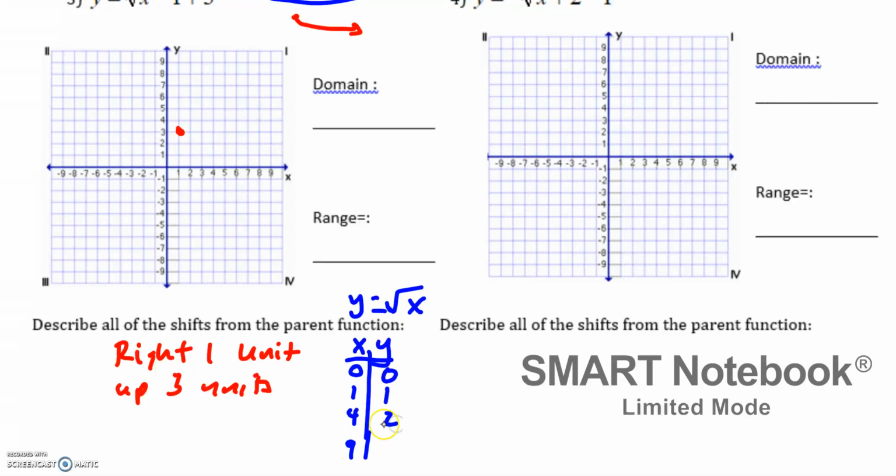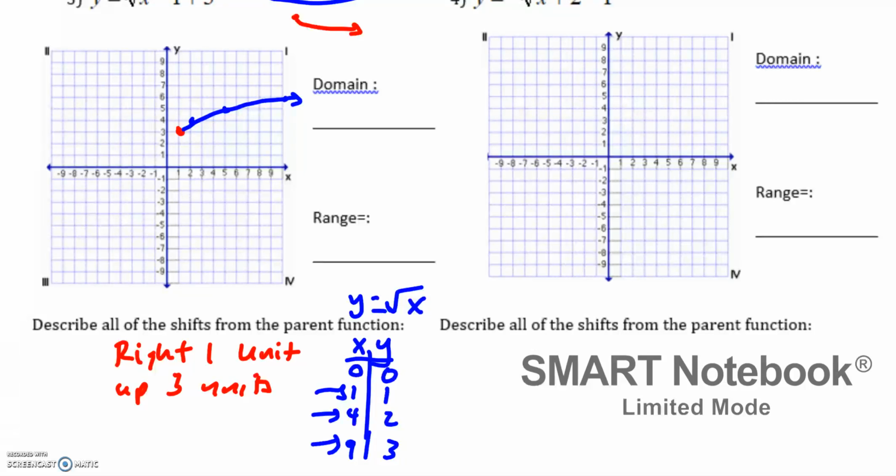I would go right 1, up 1; right 1, 2, 3, 4 from the red dot, up 1, 2; then from the red dot, 1, 2, 3, 4, 5, 6, 7, 8, 9, up 1, 2, 3. So my graph looks like half of a parabola on its side.